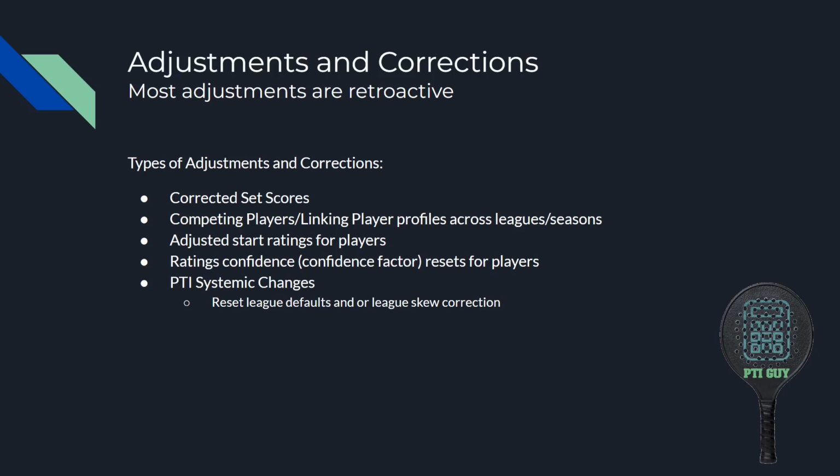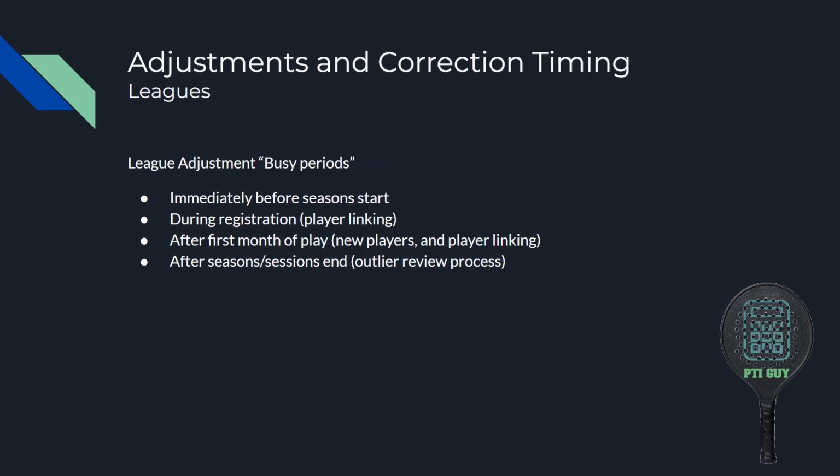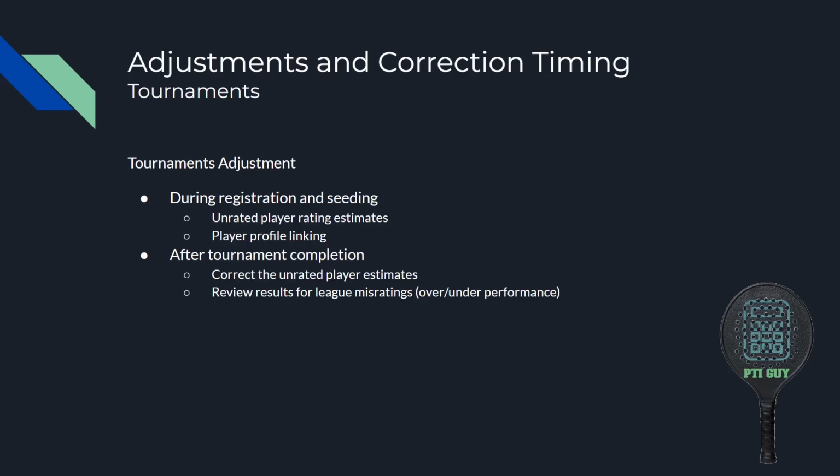Under rare circumstances, there are systemic changes to the PTI system. This might include resetting league defaults and correcting league skew issues. These issues will be discussed in another video. While these changes can occur at any time, there are noteworthy busy periods for leagues. These include immediately before a season starts, during player registration, after the first month of play, especially for new players and player linking issues, and after the end of seasons or semesters of play. Corrections to match results and adjustments to the rating system are also common before and after tournaments.